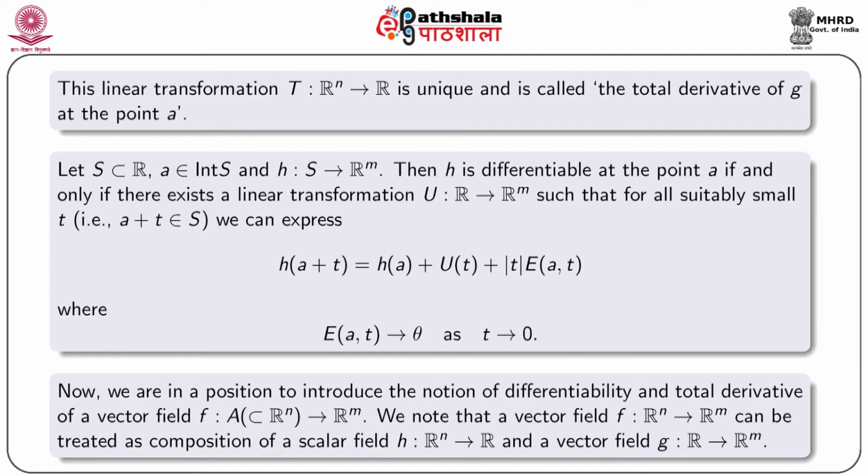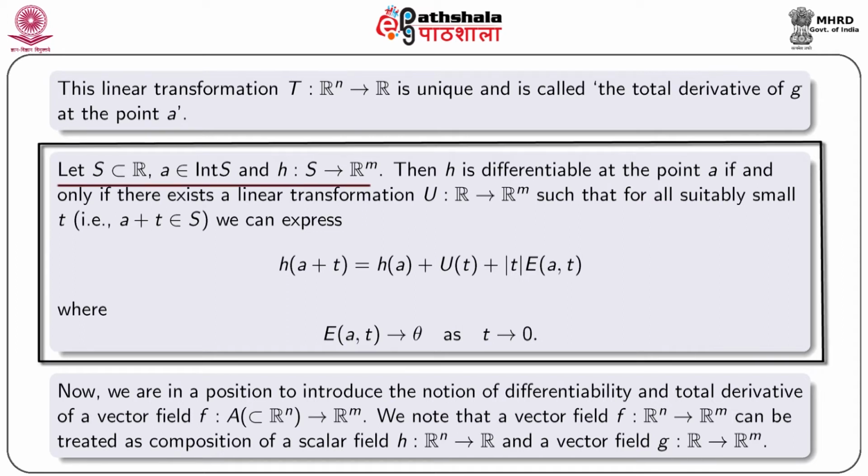Now, we consider the case which we studied in our first chapter. Let S be a subset of R, a an interior point of the set S, and h a map from S to R^m, that is, h is a curve in some neighborhood of the point a. Then h is differentiable at the point a if and only if there exists a linear transformation, say U, from R to R^m such that for all suitable t, that is a+t in S, we can express h(a+t) = h(a) + U(t) + |t| E_a(t), where E_a(t) tends to the 0 vector as t tends to 0.